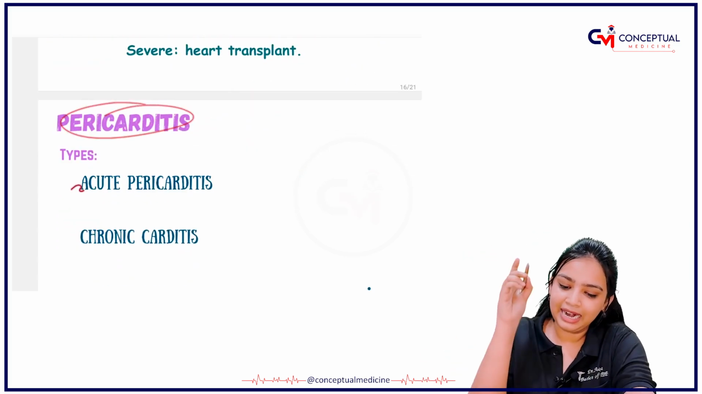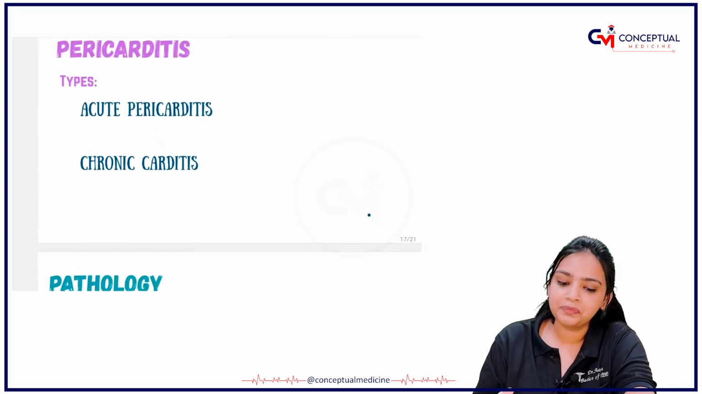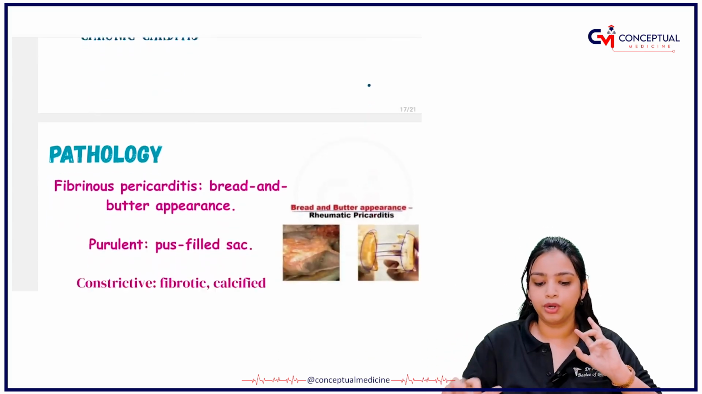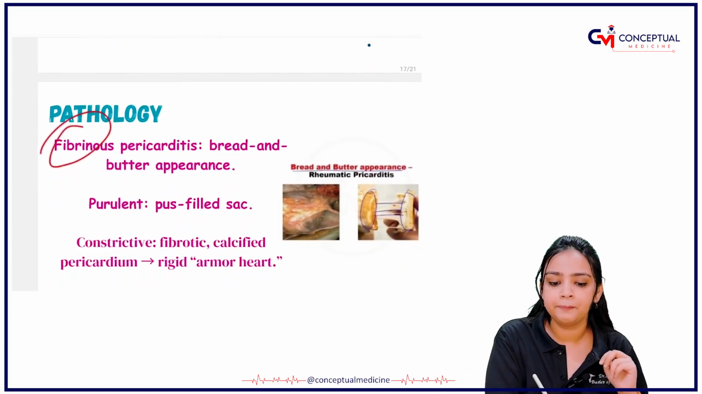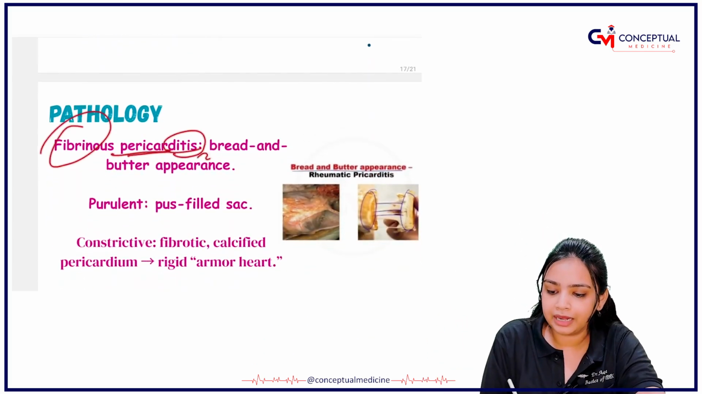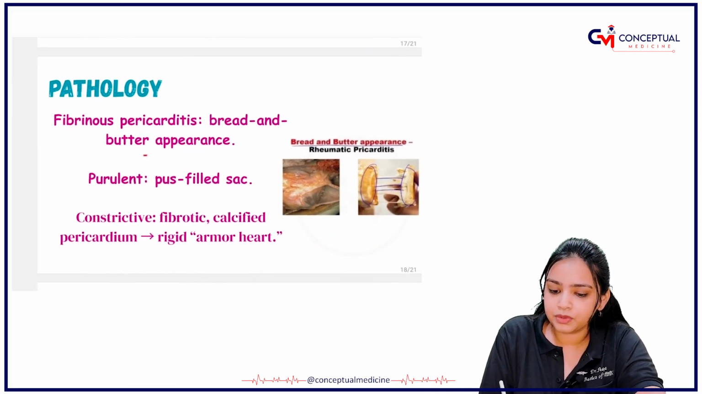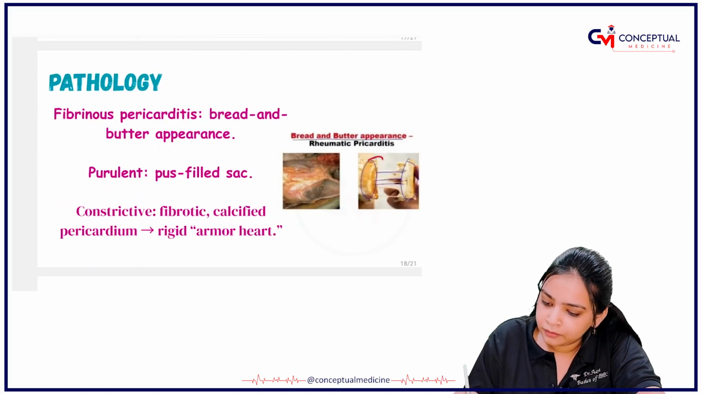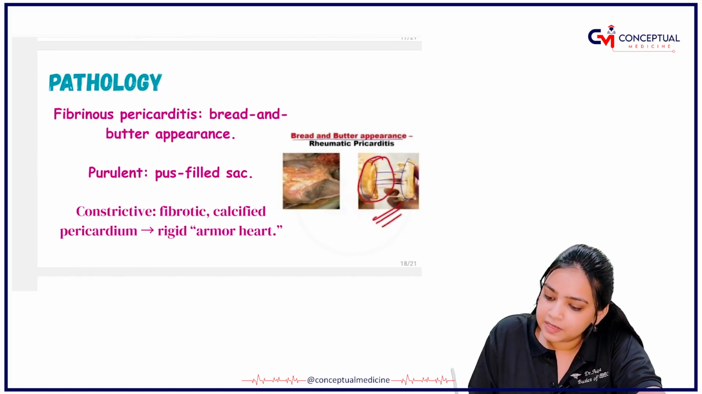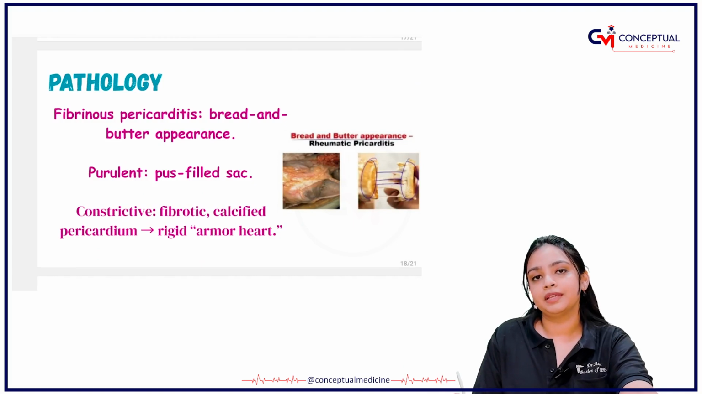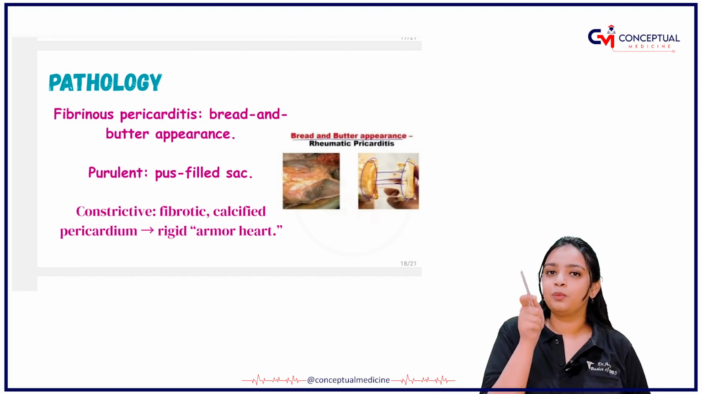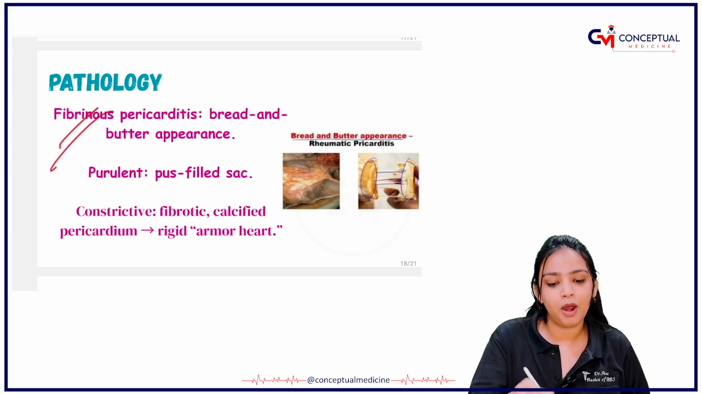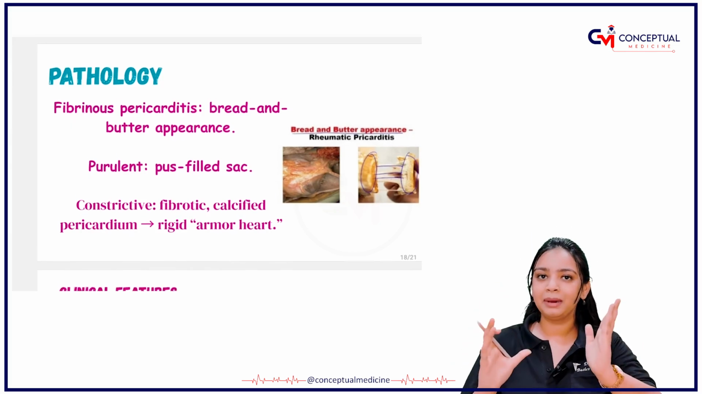Next you have pericarditis. There are two types, acute and chronic. Acute one is obviously of shorter duration, chronic one is of longer duration. What is the pathology behind it? You have the fibrous pericarditis. You will be able to see a bread and butter appearance. See this bread and butter appearance? This is basically your bread and butter appearance. So from the next time, whenever you are consuming bread and butter, just think about this condition, so you will remember it in a better way.